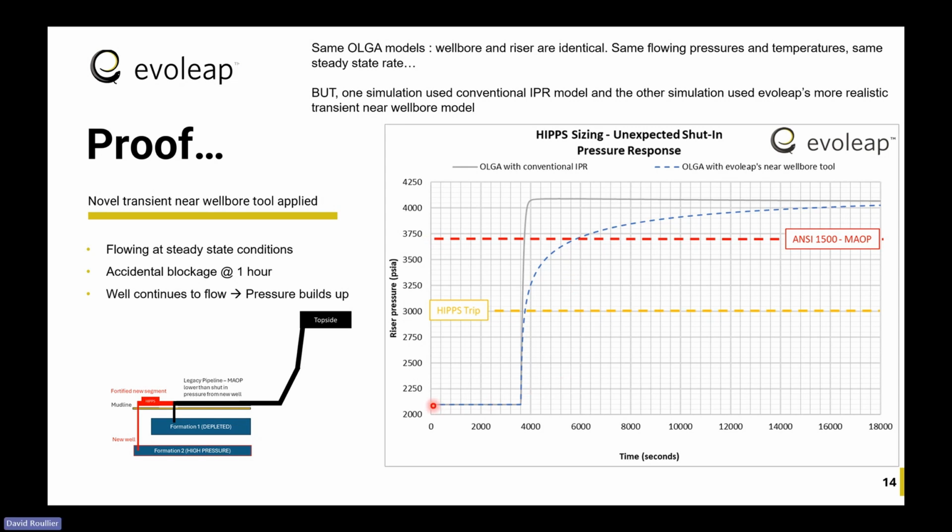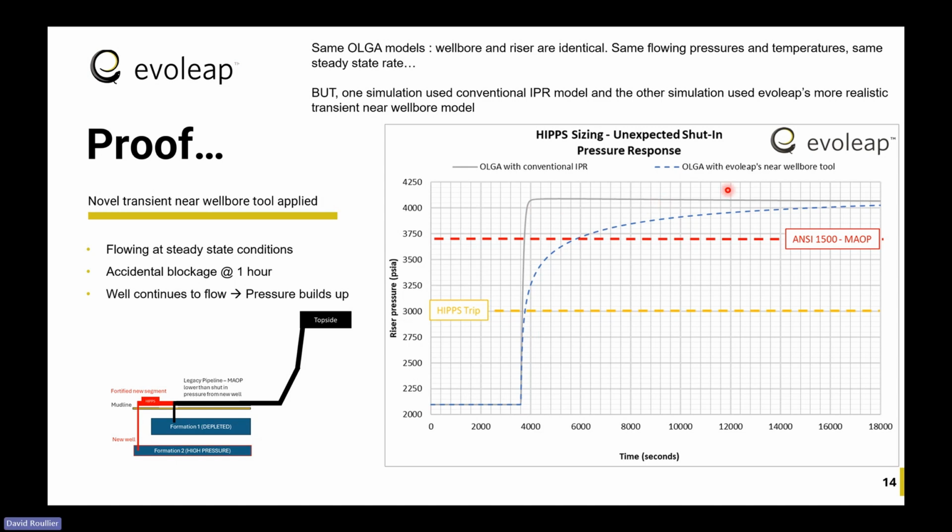So you have flow for about an hour, which is 3,600 seconds. You create that accidental blockage, so pressure starts to build up, and you can see how basically the blue, which is what you get with the Olga near wellbore model, which is our method, builds up pressure much more gradually than if you use the conventional IPR method, which assumes instantaneous response to the flow change.